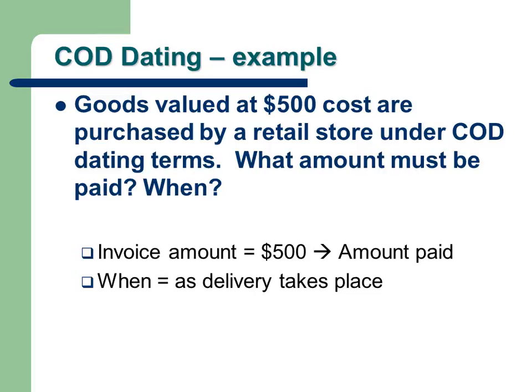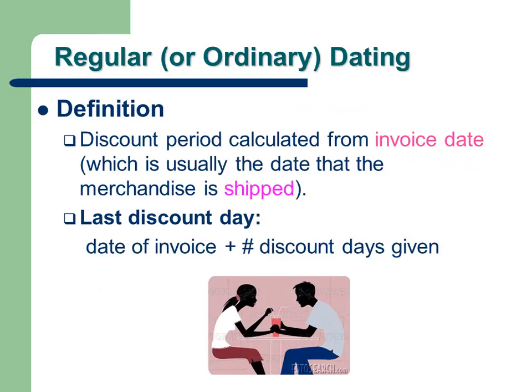The second dating term we're going to learn is the regular or ordinary dating term. Under the regular dating term, the cash discount period is calculated from the invoice date, which is usually the date the merchandise is shipped out by the vendor. So when you calculate the last cash discount day, which is the last day the cash discount can still be applied, it is calculated by adding the number of discount days that are given in the term to the invoice date, the date of invoice.